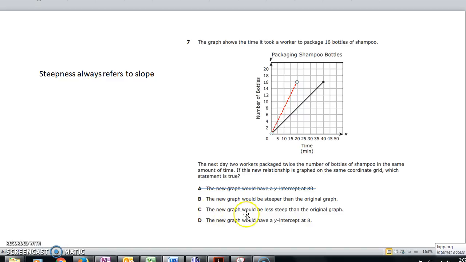C, the new graph would be less steep. That's not true. If it was less steep, then this new graph would be somewhere down here, but it's not. And the last one says the new graph would have a y-intercept at 8. That's definitely not true. Both of these start at 0 because when they first started working, they had 0 bottles of shampoo packaged. So the answer choice that's correct is B. The new graph would be steeper than the original graph.